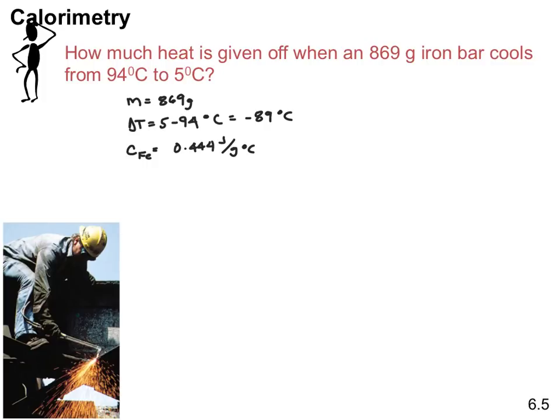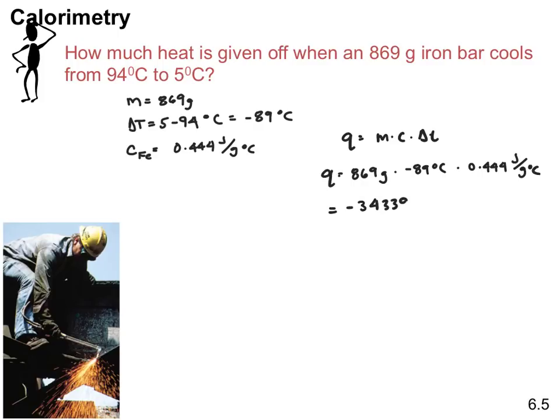Okay, so we have our variables that we need to now plug into this equation. All right, so if we plug that in, we get the following setup, and we get the following answer from our calculators. Okay, and if we look at the units here, grams and grams are going to cancel, Celsius and Celsius cancel, joules is what's left over, which makes sense with respect to what our Q units would be. And then if we check sig figs, we're going to have 2 sig figs, so negative 34,000 joules is what is being released when this iron bar cools.